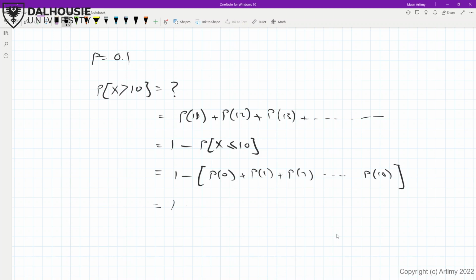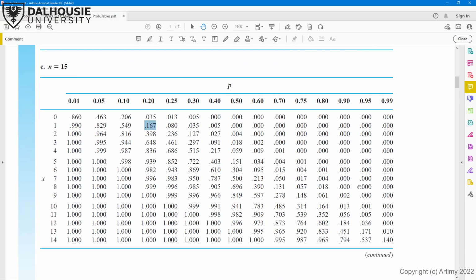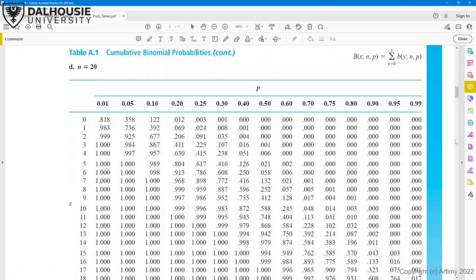Somebody is probably by now saying, okay, so why don't you do this? Which is what we should do. We could go to the tables and find the probability of 10 to find out the probability that the manager needs to interview more than 10 people to find the right candidate. If you notice, you will go back to the tables, and do we have a geometric distribution here?